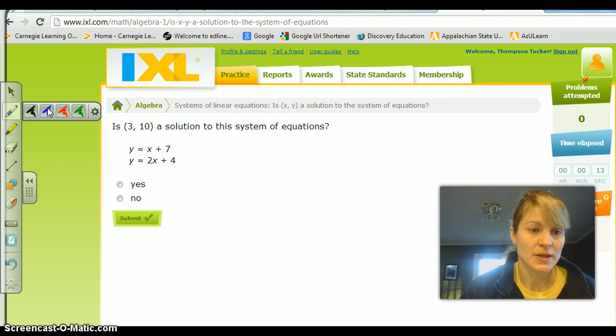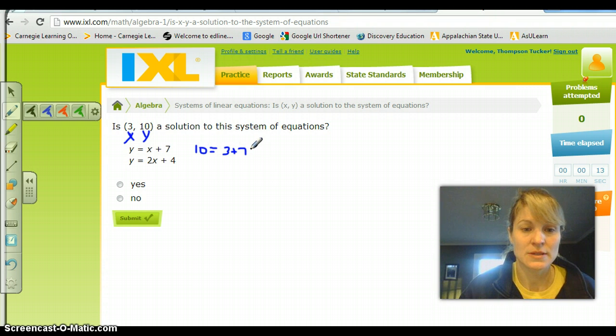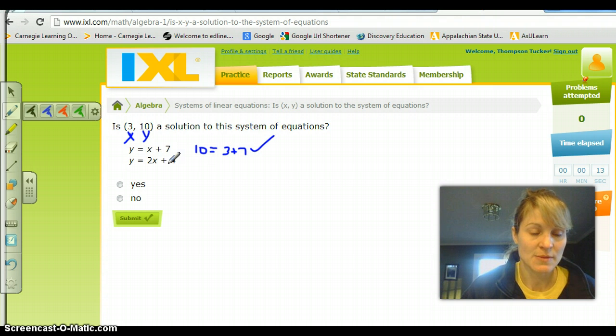So I know if it's the break-even point, then this x, 3, oops, that's like y, and 10, which is my y, will work for both of these equations. So I'm going to plug 10 in for my y here, and plug in 3 for the x, and then continue the rest of the equation. So does 10 equal 3 plus 7? Yes, 10 equals 10. So I'm going to do the same thing here. I'm going to plug 10 in for my y, and I have 2 times x, so I'm going to put 3 in here for my x, plus 4.